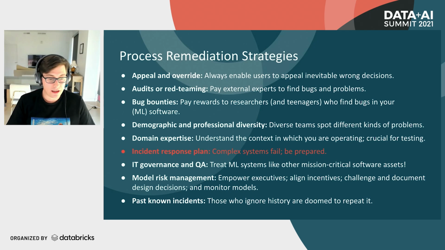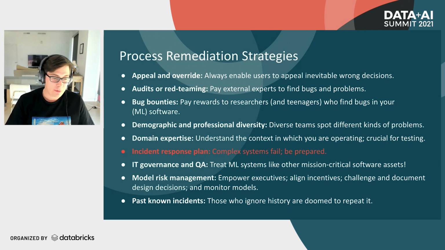We've talked about IT governance and quality assurance. Just treat machine learning systems like other software in your company and apply the same good policies to those systems that you do to everything else. Talked about model risk management. Go read that paper, SR 11-7. It's great. It'll help you a lot.